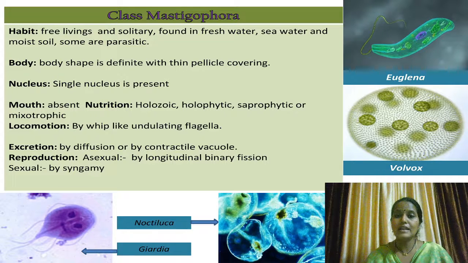Reproduction: in case of asexual reproduction, it takes place by longitudinal binary fission, and in case of sexual reproduction, it takes place by syngamy. What are the representative forms or the examples of class Mastigophora? Noctiluca, Giardia, Euglena, Volvox. So these are the important examples of class Mastigophora.